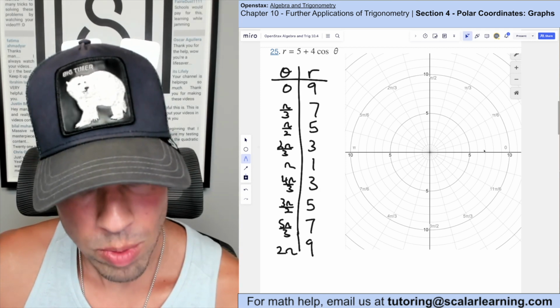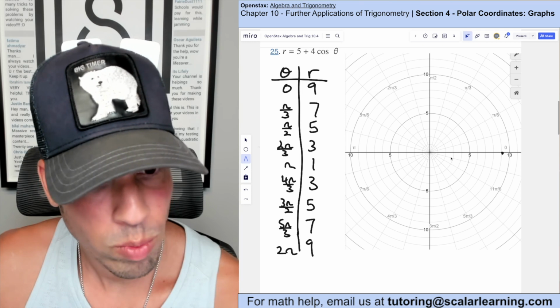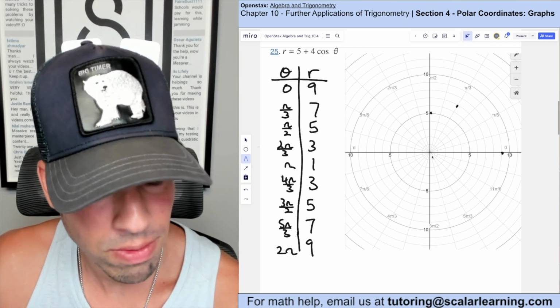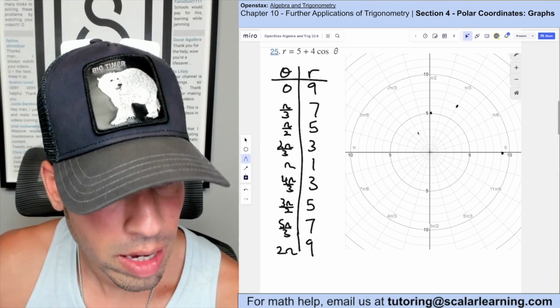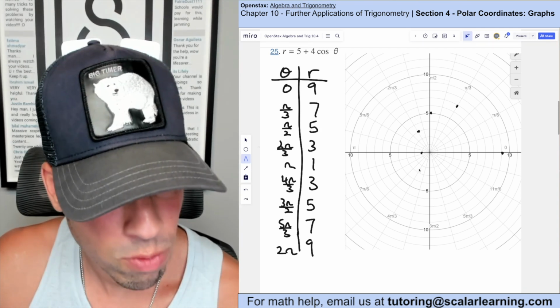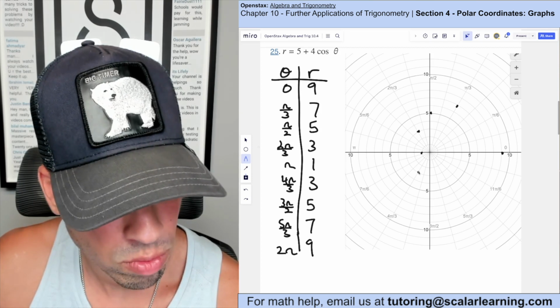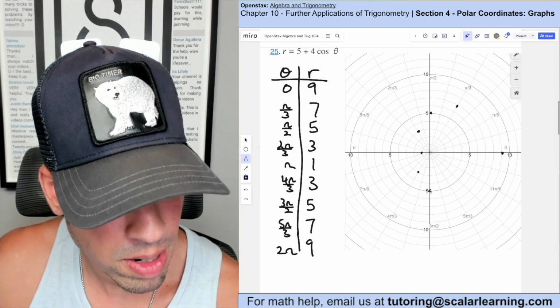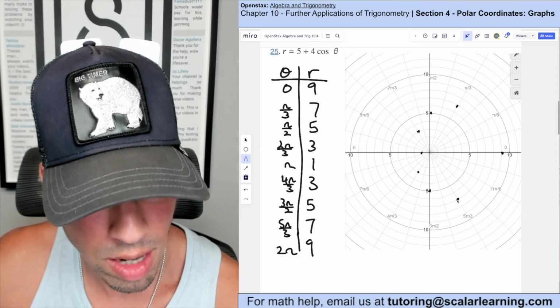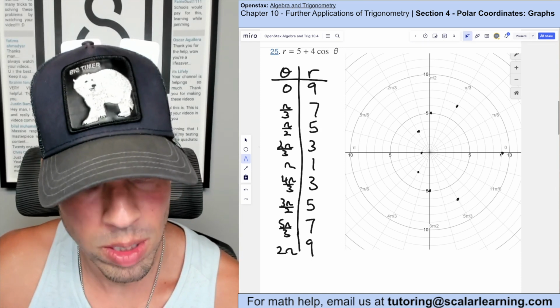Now as we plot these out, we got 0 at 9. We got pi/3 at 7. We got pi/2 at 5. We got 2 pi/3 at 3. We've got pi over here at 1. And then we got 4 pi/3 again back out at 3. 3 pi/2 down to 5. 5 pi/3 up all the way to 7. And that's about it. 2 pi, we come back to 9.